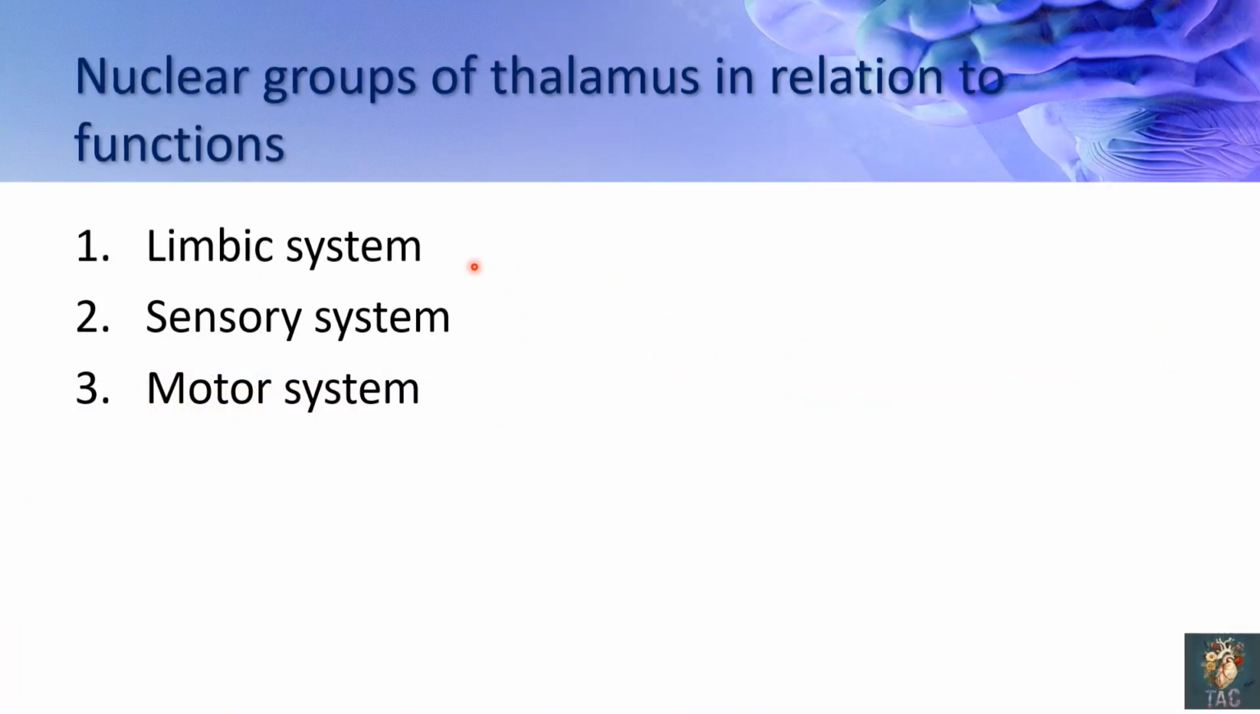Then the different nuclear groups of the thalamus which are present and their relationship to the function. So the three main functions of the thalamus are that it is related to the limbic system, it is related to the sensory system, and it is related to the motor system. So it modifies the different reflexes and impulses which it receives from the limbic system, also from the sensory system, and it has direct contact with the motor system, receives information from the motor system, and also sends. So we will do all of these in detail now.